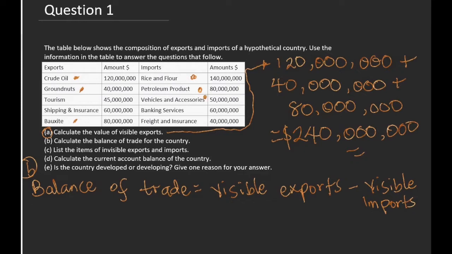So the visible exports, you can see on the right hand side here, I summed three of them and I got 240 million. Take note of this, minus the visible imports, which is rice and flour, 140 million, plus petroleum products, 80 million, plus vehicles and accessories, which is 50 million. If you sum the three of them up, it's going to give you 270 million dollars.